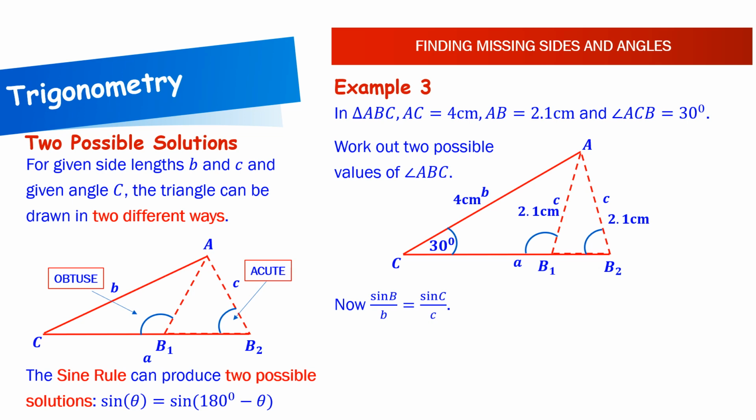Let's look at the sine rule. Sine B over B equals sine C over C. Plugging in the values gives us sine B over 4 equals sine 30 degrees over 2.1, which is the length of C, or little c.